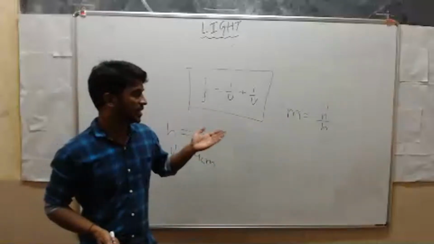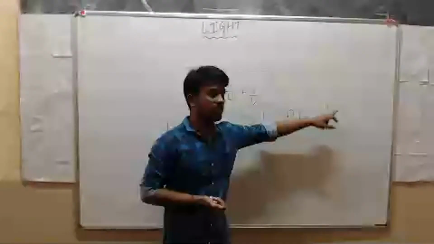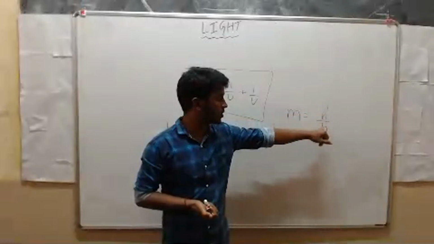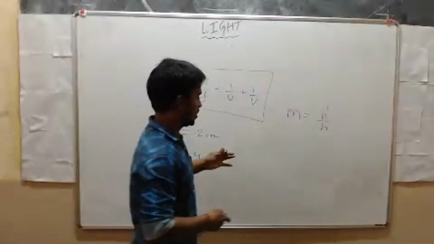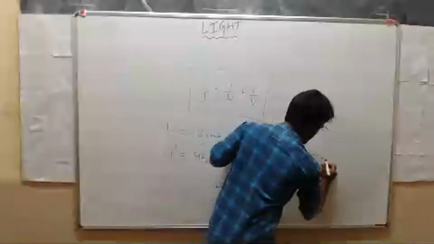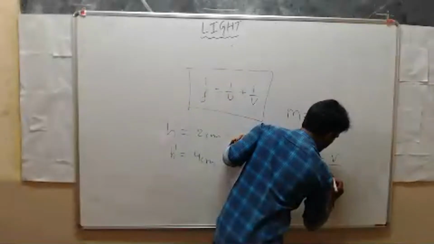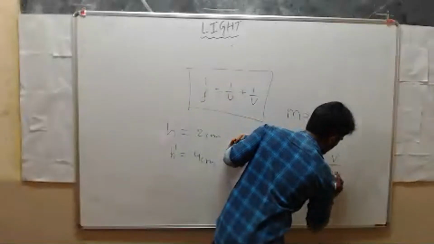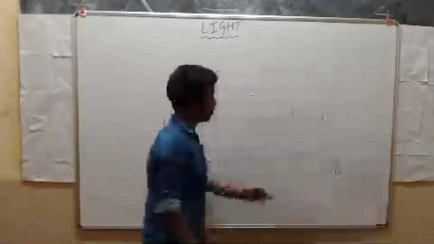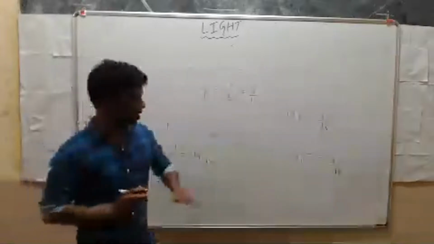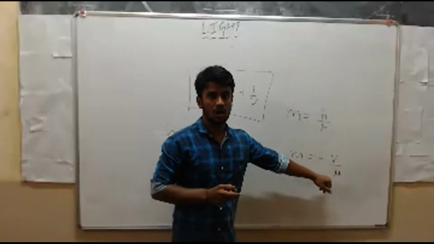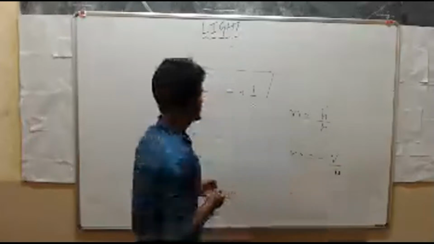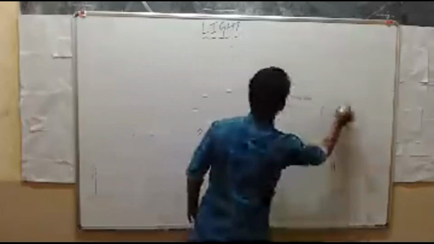Magnification means it is the ratio between height of the image to the height of the object. So we can call this m. Also we can calculate magnification by using this formula also, that is m equal to minus v by u. Here it is the ratio between image distance to the object distance. See, these three formulas are very important while solving the problems.